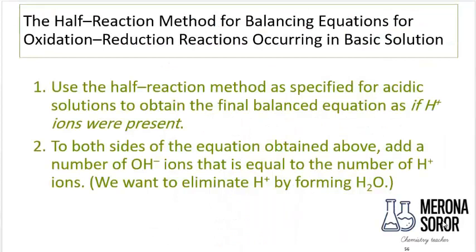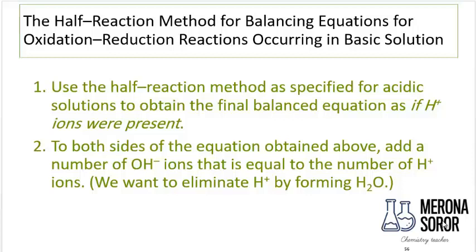The half reaction method for balancing equations for oxidation-reduction reactions occurring in basic solution. Number 1. Use the half reaction method as specified for acidic solution to obtain the final balanced equation as if hydrogen ions were present. Number 2. To both sides of the equation obtained above, add a number of OH negative ions equal to the number of positive hydrogen ions.